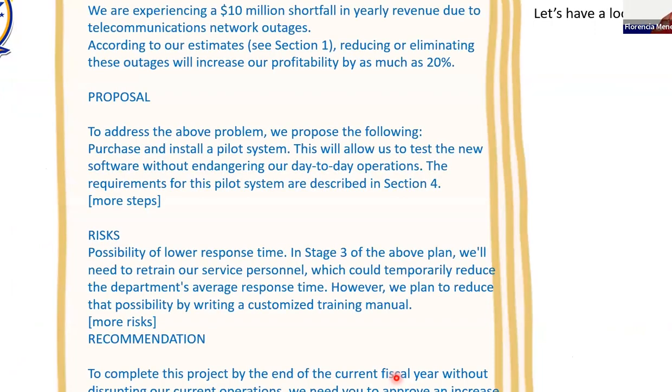Here, let's have a look at this example. This is an executive summary. As you can see, it includes all of the information that we have practiced. First of all, on the first sentences, we explain the problem in a very short and to the point way.